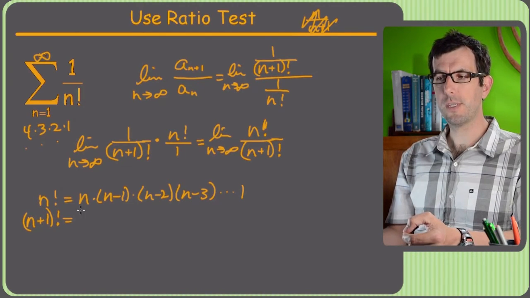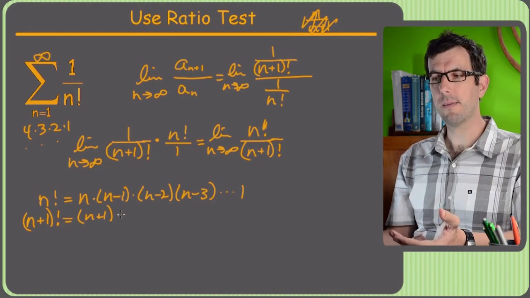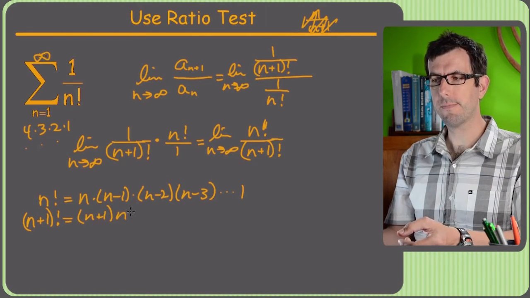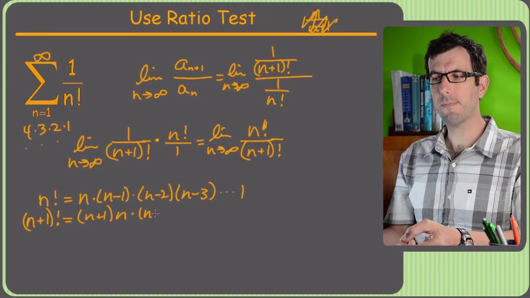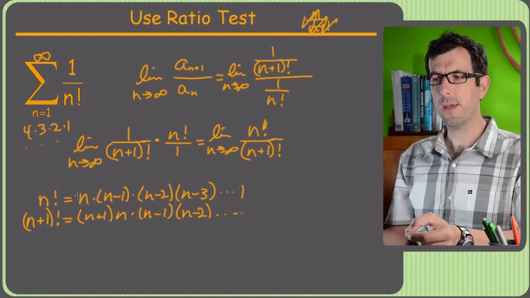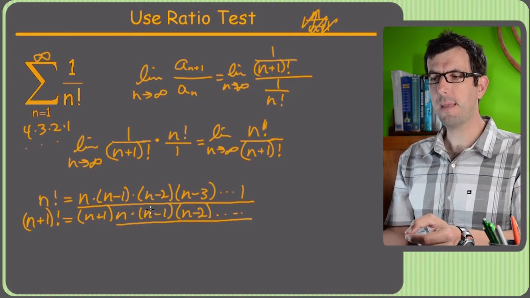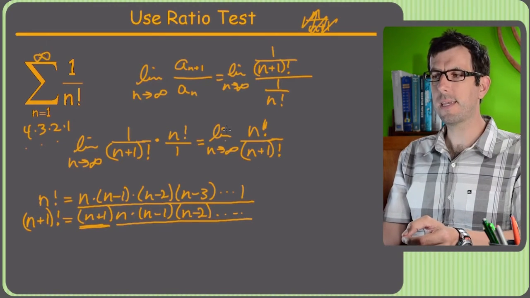Well, the first number is just n plus 1. And then the next number is going to be 1 less than that, but 1 less than n plus 1 is just n. And then 2 less than n plus 1, 1 less than n, is n minus 1. And then 1 less than that is n minus 2. So you can see that n plus 1 factorial and n factorial have every term in common except that n plus 1 factorial has an extra n plus 1 on the front. And that's the key in the ratio test.